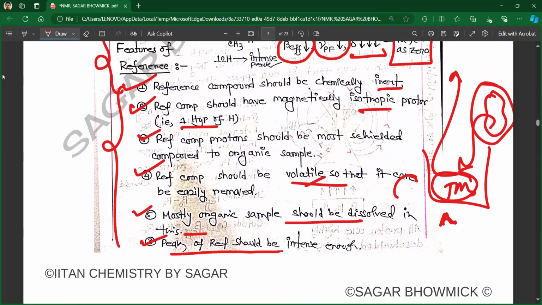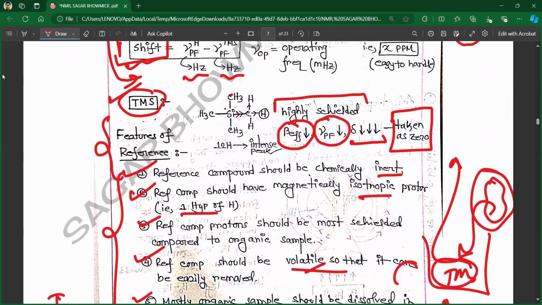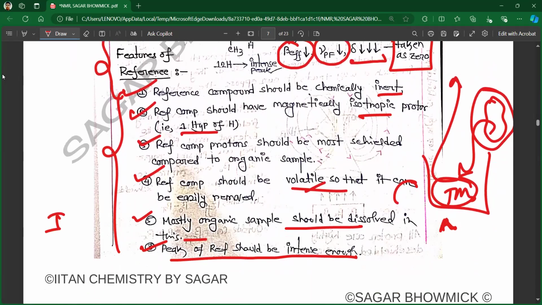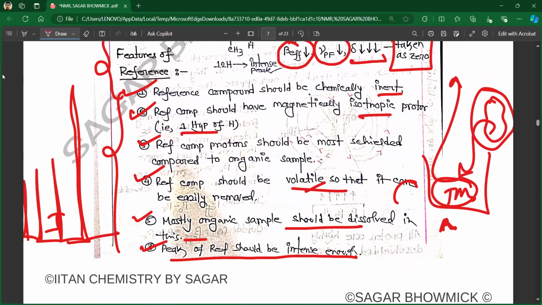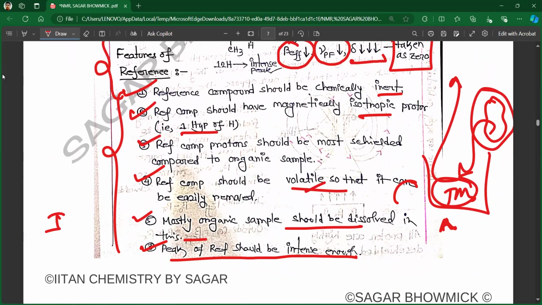The peak of the reference should be intense enough. Now, the intensity of a peak depends on how many protons are there. Here, 12 protons are there, which means the intensity will be very high. So, it is easy to analyze. With this, other compounds will have lesser intensity, right? That's why it is used.